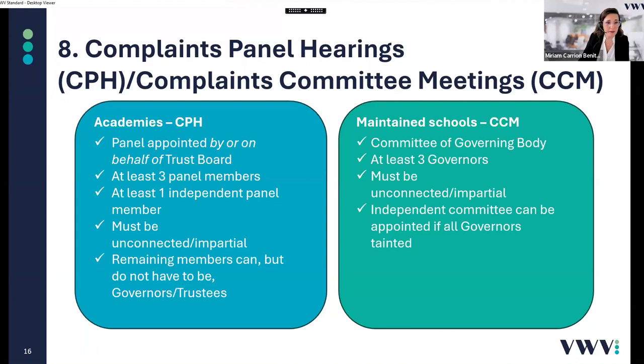In academies, the panel will be appointed on behalf of the trust board. It will consist of at least 3 members. One of the members needs to be an independent member, and this is a question that we're very often asked: what is an independent member? Well, an independent member is somebody that doesn't have management or control over the day-to-day dealings of the school.